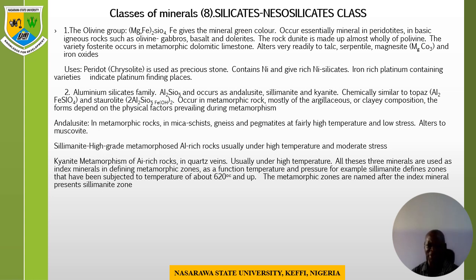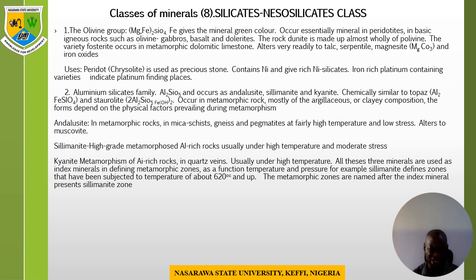The aluminum silicate family occurs as andalusite, sillimanite and kyanite, chemically similar to topaz and staurolite, and occurs in metamorphic rock, mostly of argillaceous and clayey composition. The form depends on the physical factors prevailing during the metamorphism. Andalusite is found in metamorphic rocks, in mica schists, gneiss and pegmatites at fairly high temperature and low stress. Sillimanite is of high-grade metamorphism, in alumina-rich rocks, usually under high temperature and moderate stress. Kyanite is of metamorphism of iron-rich quartz bands, usually under high pressure.